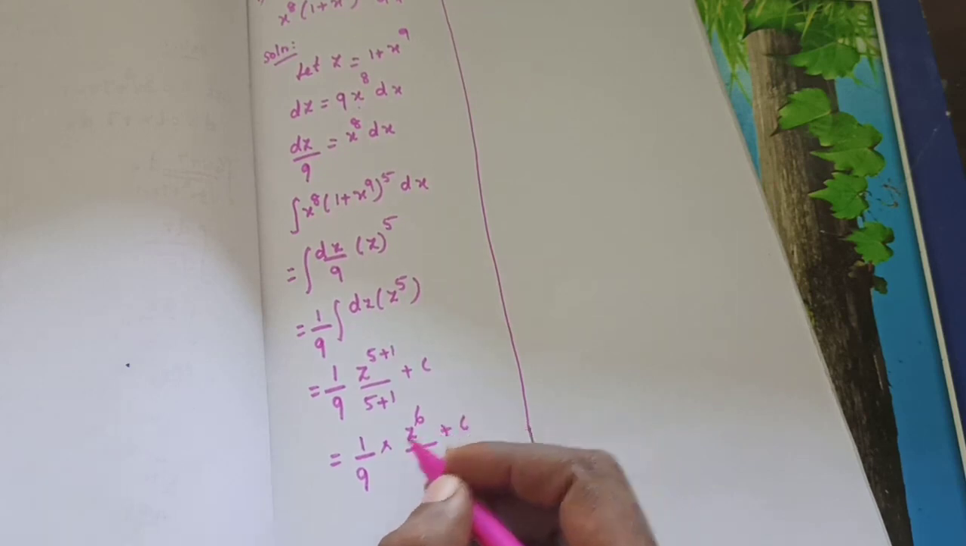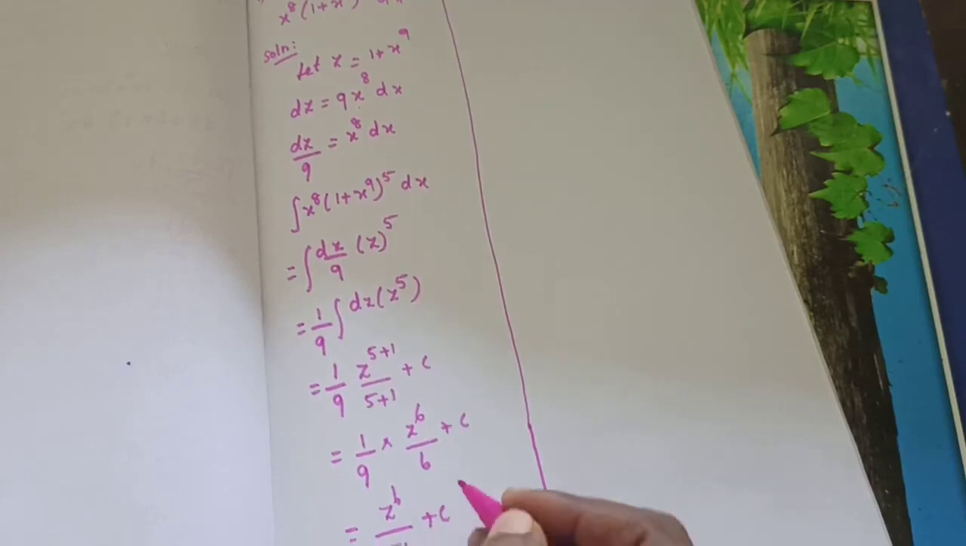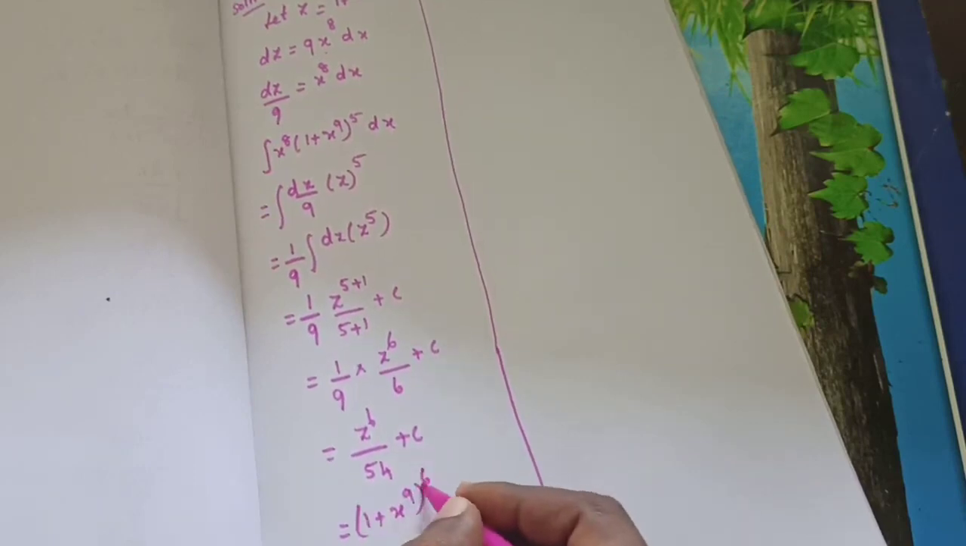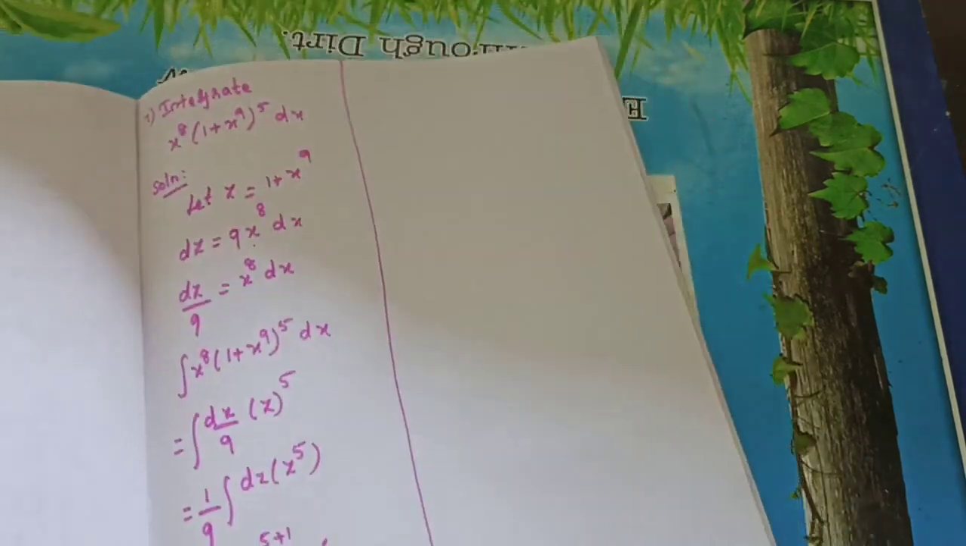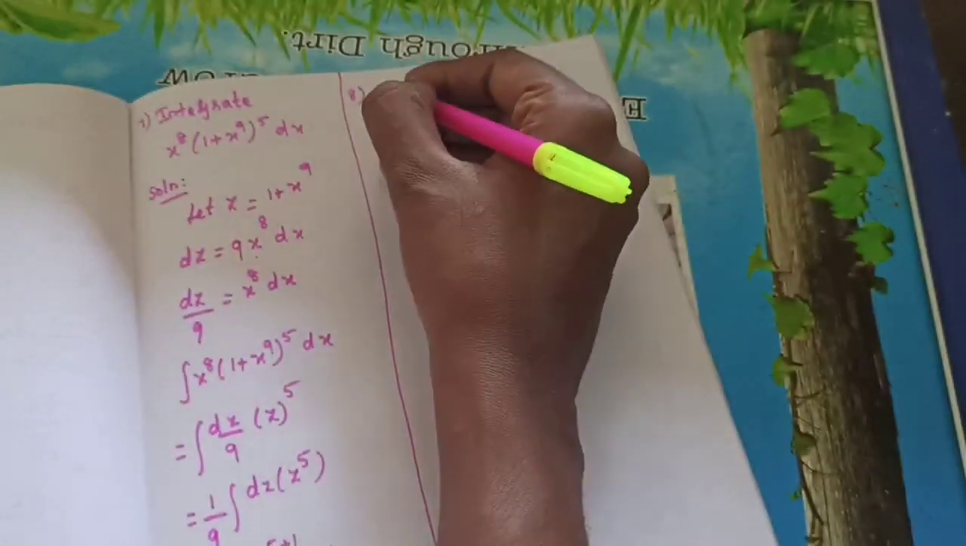So what will happen? That's equal to z power 6 by 9 into 6, which is 54, plus c. So that's equal to, what is the z value? (1 plus x power 9) the whole power 6 divided by 54 plus c. Have you got it? Thorough? Okay, let's move to next question. Problem number 8.